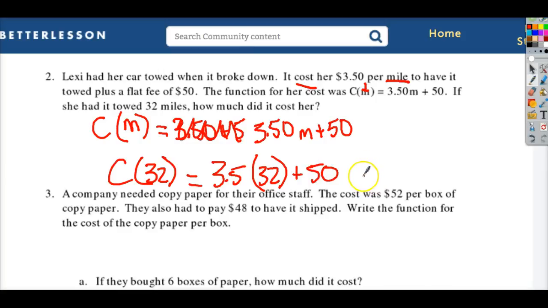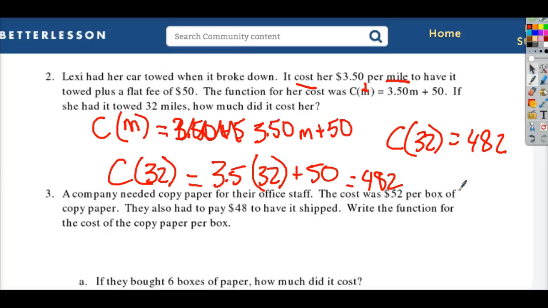Plus 50, right? I'm not going to do this one in my head, so let me chalk that up in the calculator real quick. Times 32. 112 plus 50 is 162. All right, what does that mean? I'm going to say C of 32 equals 162. What does that mean? In context. Pause the video and tell me what that means in context.